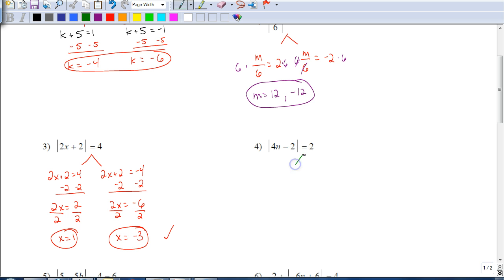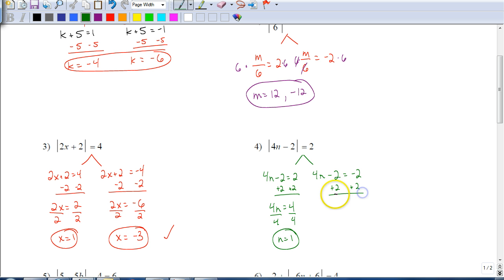Okay, so let's see what we got here. What you should have found is that there's 2 numbers I could put inside the absolute value that would give me 2 as my answer. I could put 2 in there or negative 2. So now I'm going to solve this by adding 2 to both sides, and then divide by 4. So one of my answers is that n could equal 1.